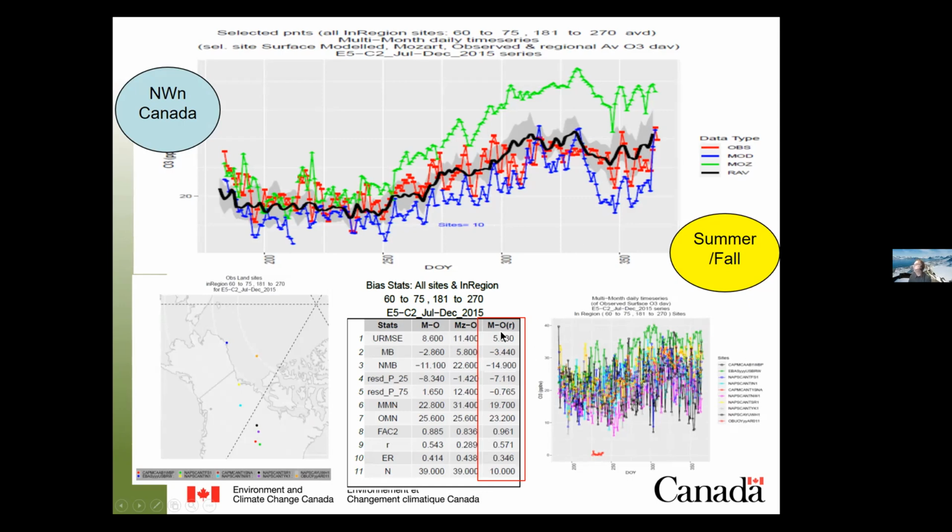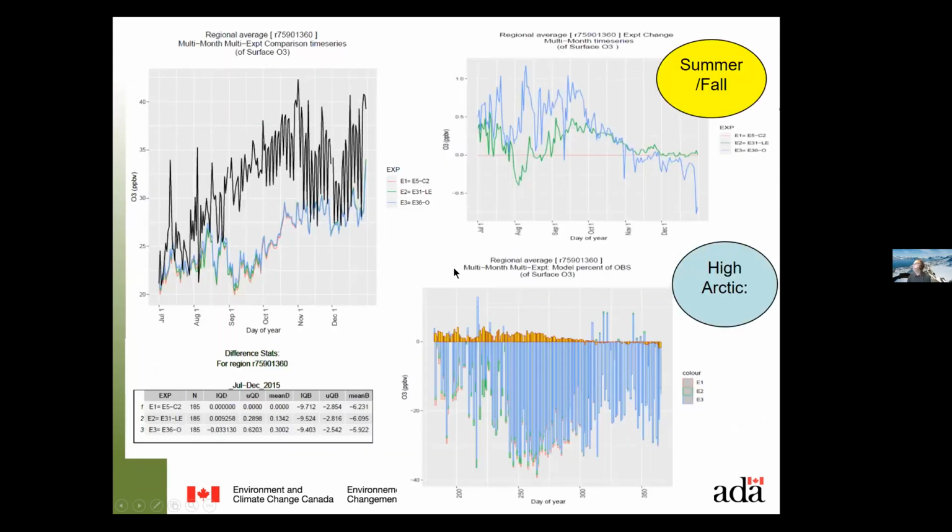So what happens when we do the differencing? Here I've gone to the high Arctic again, and this is showing you the observations all the way to December. So you can see the zigzagging, which is effectively the split observational sites. But if you look to the 3 colored curves, they are effectively the control, the biogenic, and then the oceanographic ocean deposition enhancement.